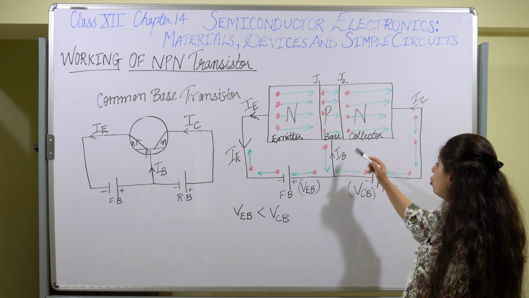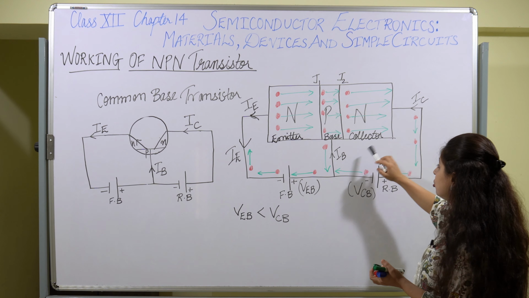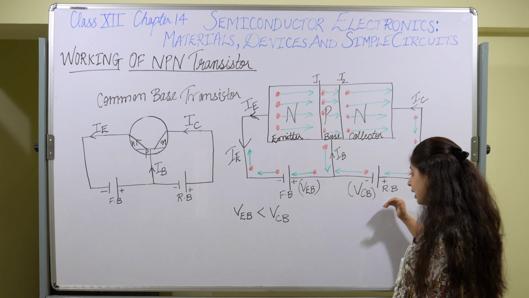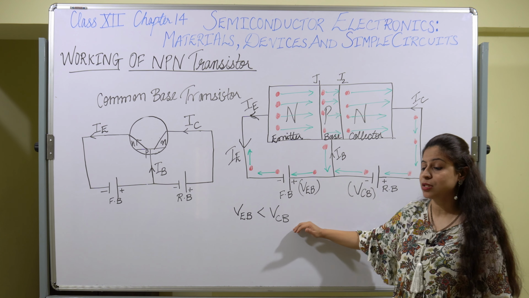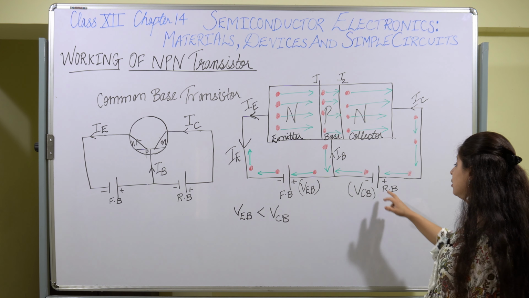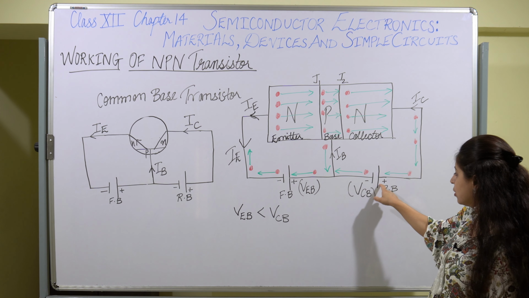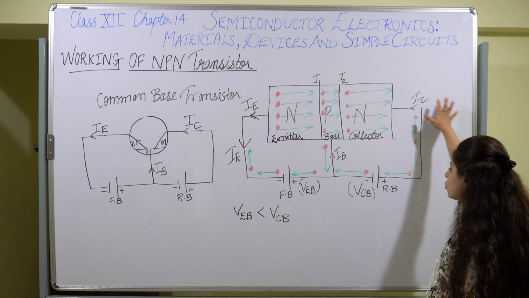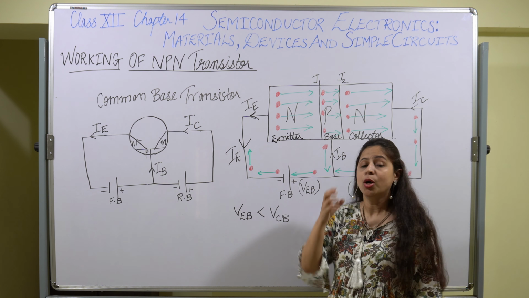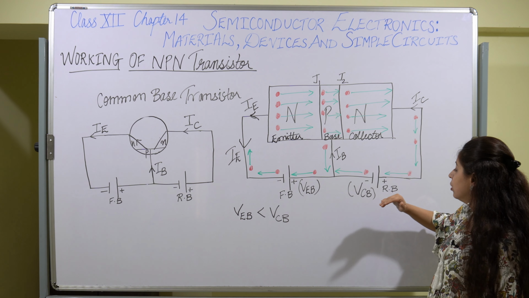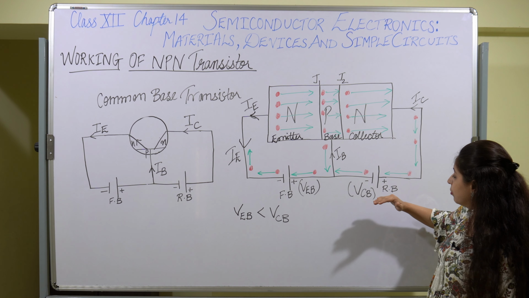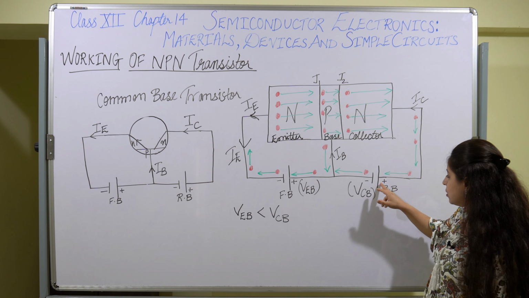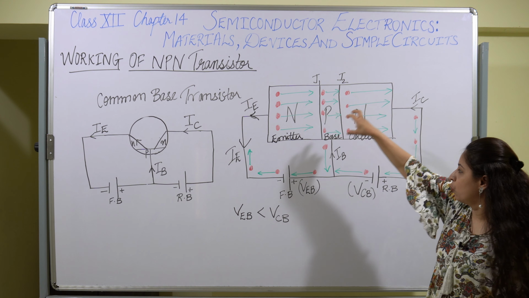Now the electrons move towards the collector. The collector potential is reverse biased, and the reverse biased voltage is very much greater over here. That means the electrons will get attracted towards the positive terminal of the battery, the positive terminal of the collector to base battery. So all the electrons will be attracted towards this terminal.